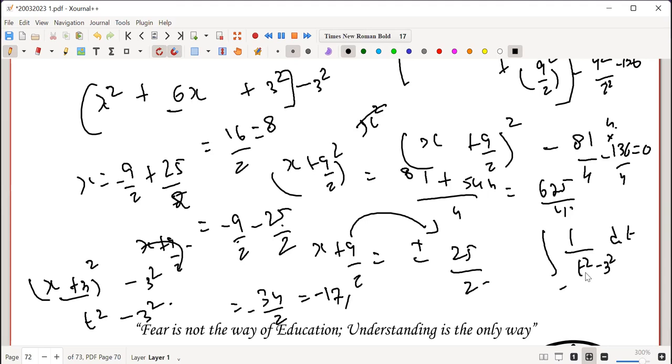You have come across integration as a simple one. In that, for x square minus a square, there is a formula. The answer for this is 1 by 2a, that is 1 by 6, log of x minus a divided by x plus a.